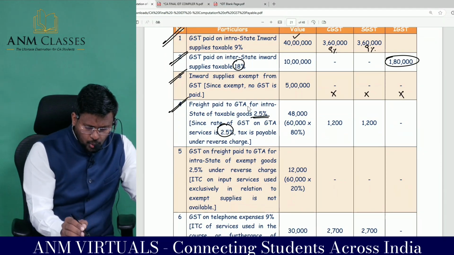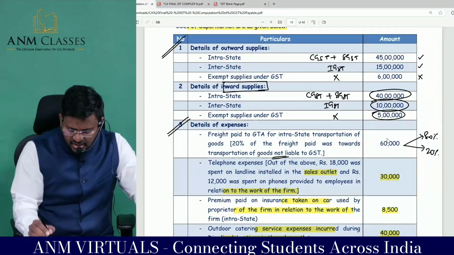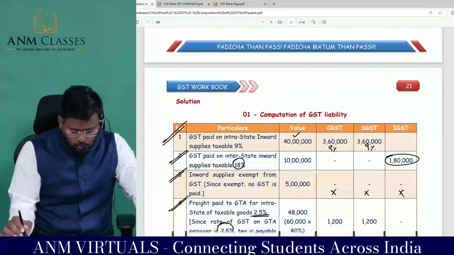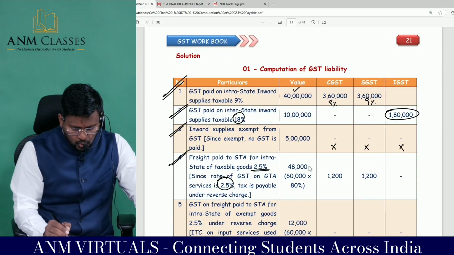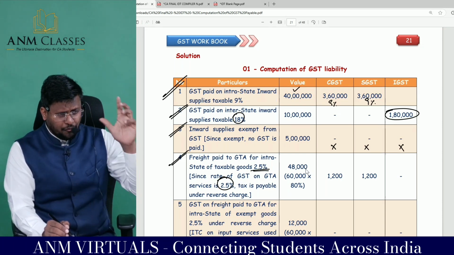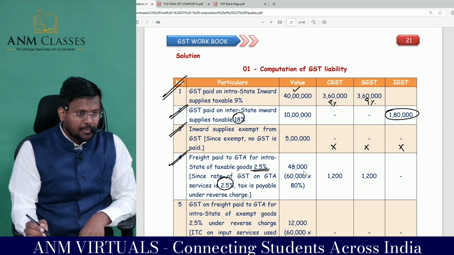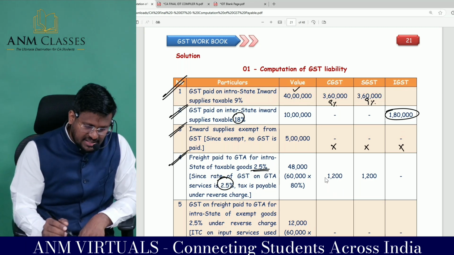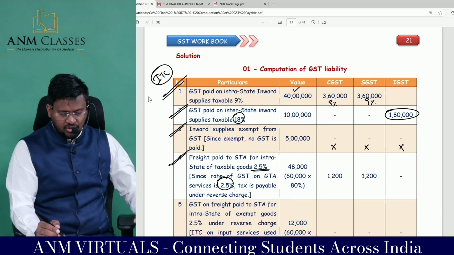So freight paid to GTA, sir, total freight, how much is the total freight paid? 60,000. So you have to take 80% of 60,000, which comes to 48,000. Has this 48,000 been used for taxable or exempted supply? Taxable supply. So this can be taken as what? ITC. So basically we are finalizing the ITC part in the computation of total GST payable.